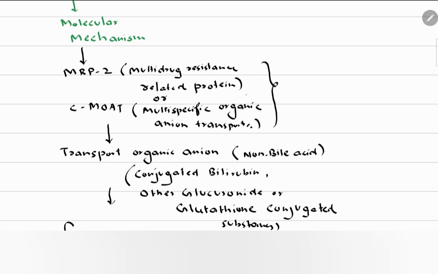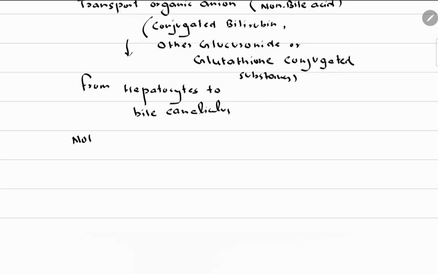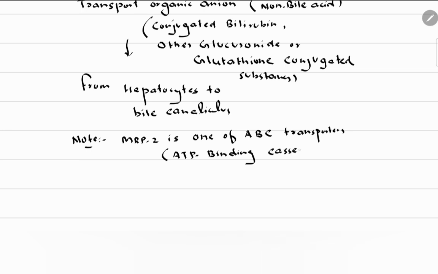And one thing should be noted here, that these transporters are ATP dependent. It is one of the ABC transporters, that means ATP binding cassette. The gene encoding MRP2 is present on chromosome number 10, Q22 or 23.